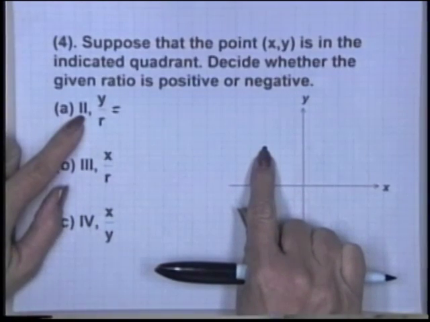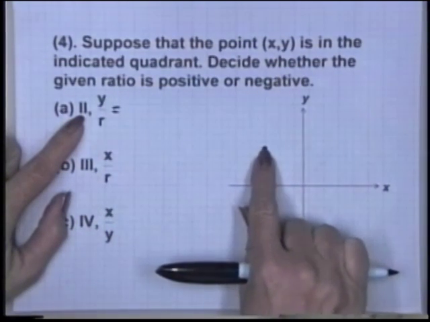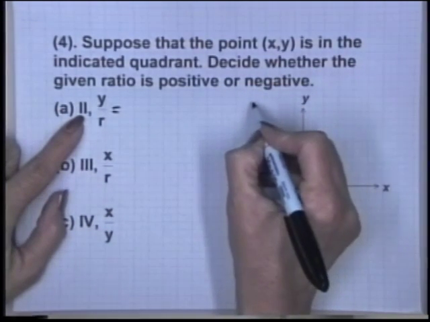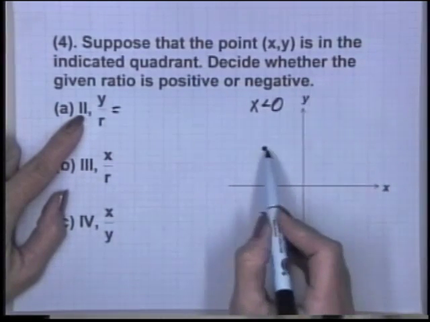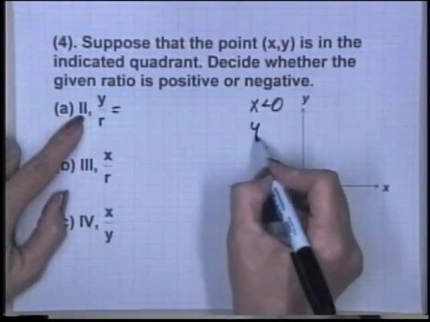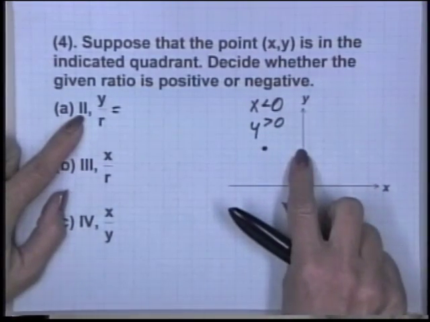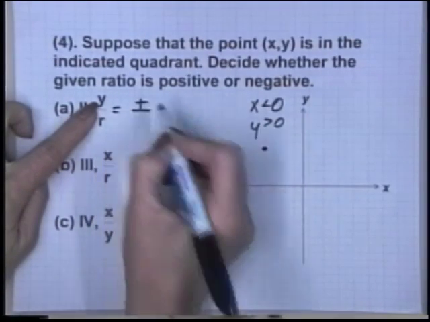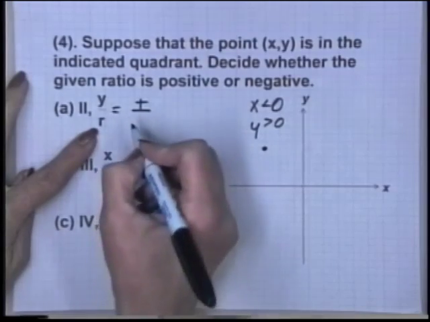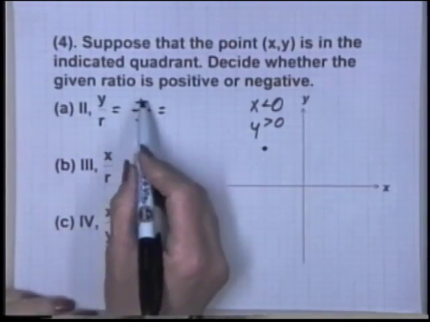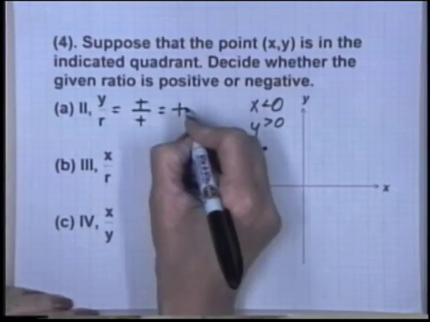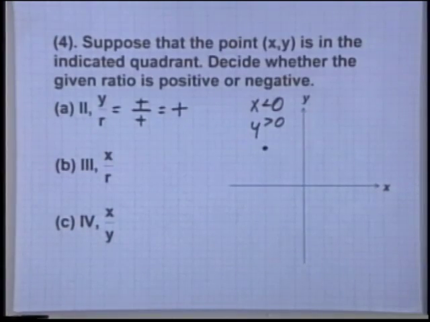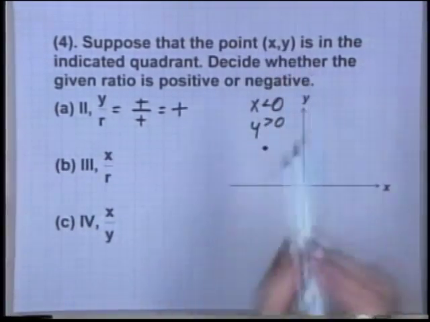Now for this point, what do I know about x and what do I know about y? Well, x is negative, isn't it? It's on the negative x-axis. I could say that x is less than 0. Its y is positive, isn't it? So for this ratio, I know that my y has to be a positive number. I know that my r is always a positive number. So a positive divided by a positive would give me a positive result. So this ratio would equal a positive number for a point xy in the second quadrant.